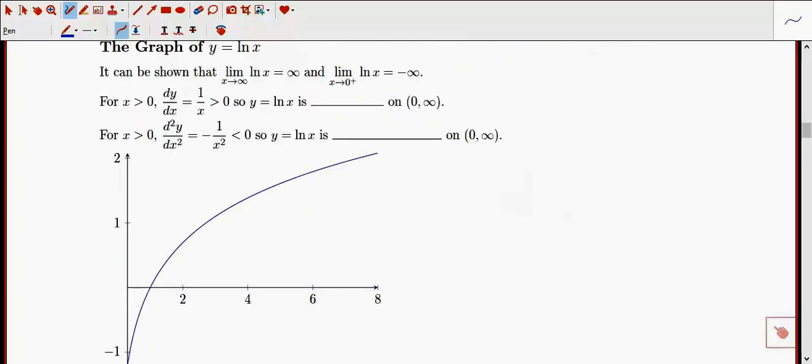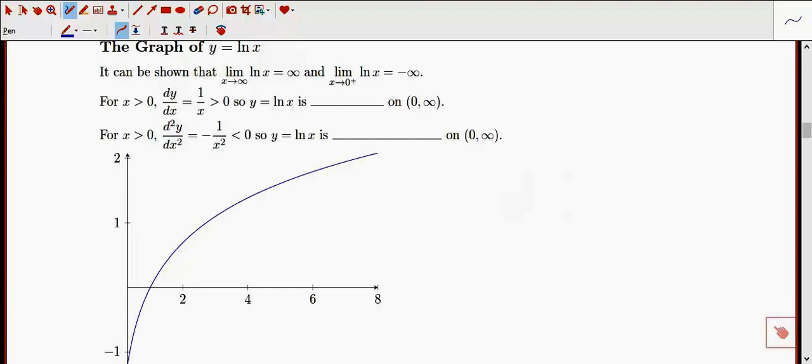Let's study the graph of the ln of x function. It can be shown that as x goes to infinity, ln of x equals infinity by looking at the graph of 1 over t. The area as x goes to infinity is going to be infinite.